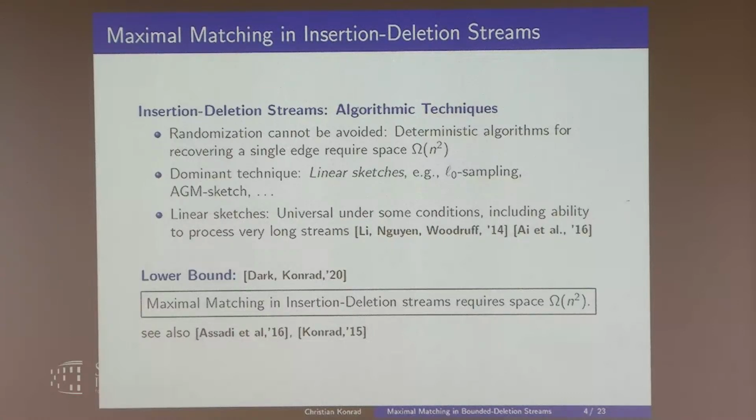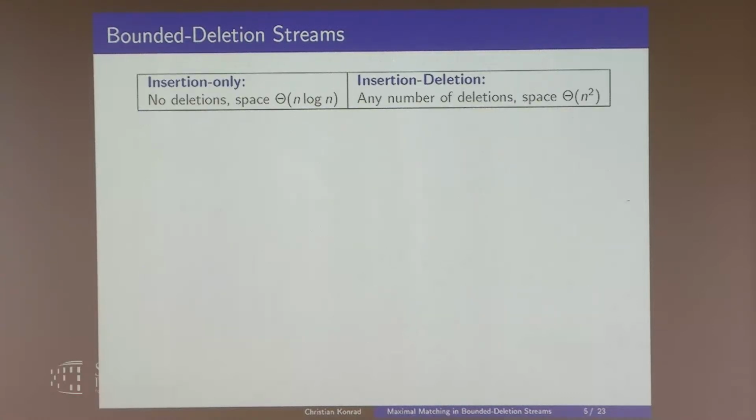Yeah, good. So we have basically these two situations. In insertion-only streams, space n log n. In insertion-deletion streams, we have space n square. But what we're interested in is: is there not anything in between these two models? Because we have either the absence of all deletions, or we go immediately to a situation where we have an unbounded number of deletions. So what happens in between?